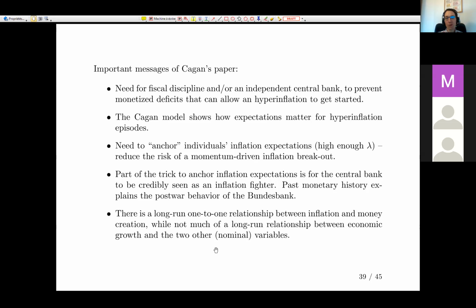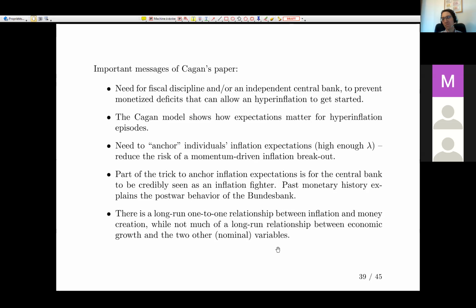Yeah, so in the long run, I put that here, but I'm not sure if it's a lesson about the Kagan model or a lesson about the money facts we've seen earlier. There's a long-run one-to-one relationship between inflation and money creation. That's the money fact that we've seen earlier.